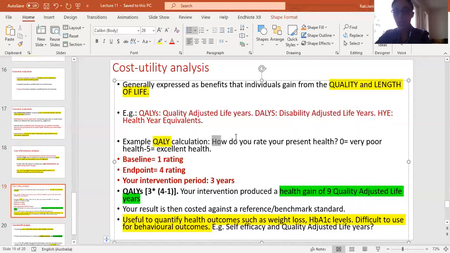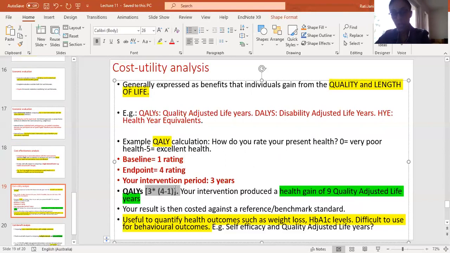Okay, so you may have a question: how do you rate your present health? Where 0 is very poor and 5 is excellent health. Okay, so at baseline, before you started your intervention, participants rated their health as very poor. These could be diabetic individuals, for example. So they gave 0, 1 ratings. All right, so on average, you had a rating of 1. Then you did an intervention for 3 years to improve their HbA1c level, to improve their quality of life, things like that. Now you ask the same question, and they rated their health as 4 out of 5, which is very good. All right.